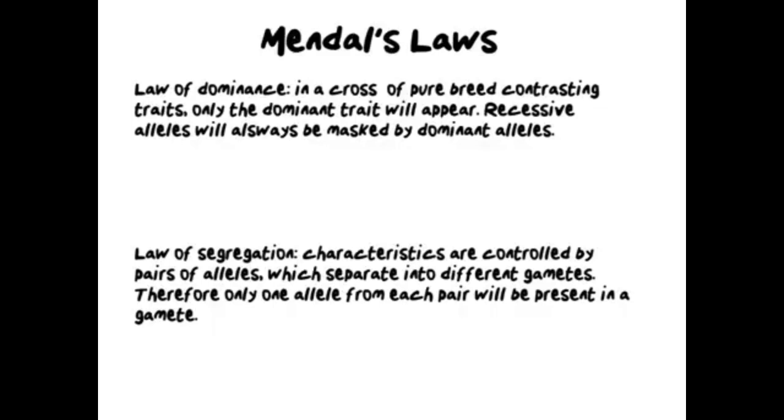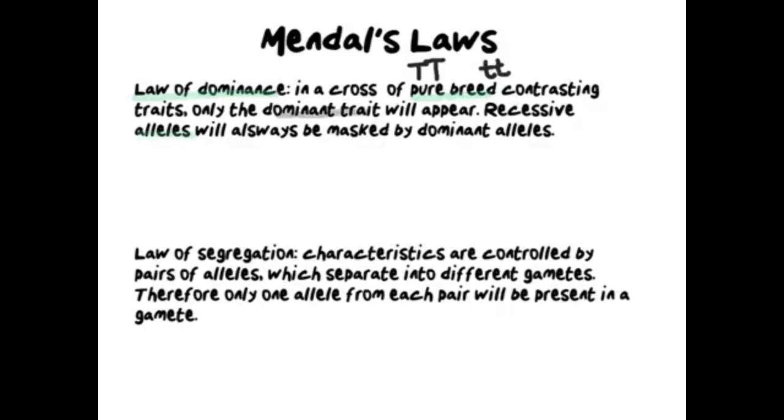Now, the next important component of our monohybrid crosses is to look at Mendel's laws. And these are really important because they make sure we understand how to read the Punnett square, but also how to construct it correctly. So we do need to know these off by heart. And the first one is the law of dominance. In a cross where organisms are purebred, that means that the alleles they carry, for example, must either be two capital T's or they will be two lowercase t's. That means they're purebred, they have no other alleles to offer. In that contrasting, in other words, short and tall, black and white, only the dominant trait will appear.